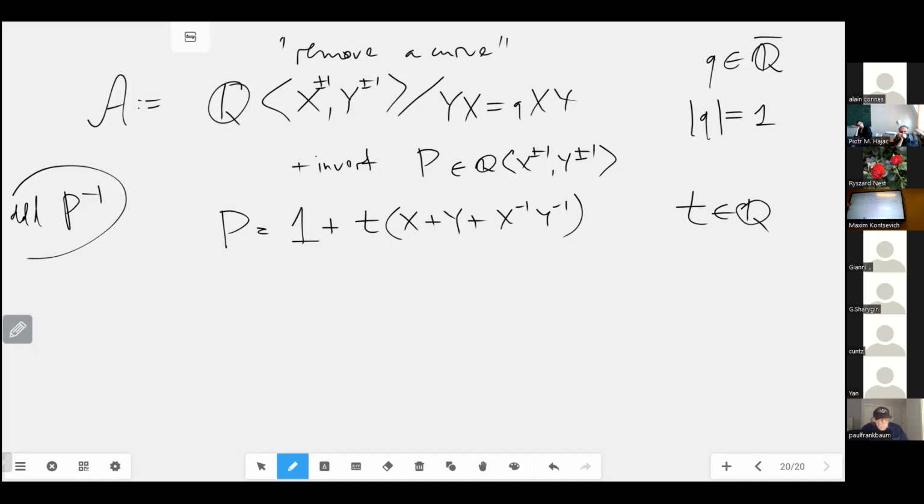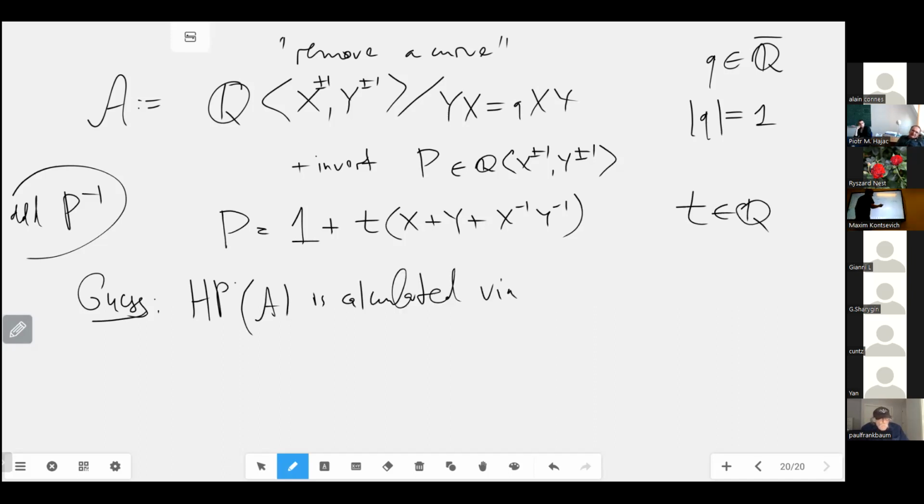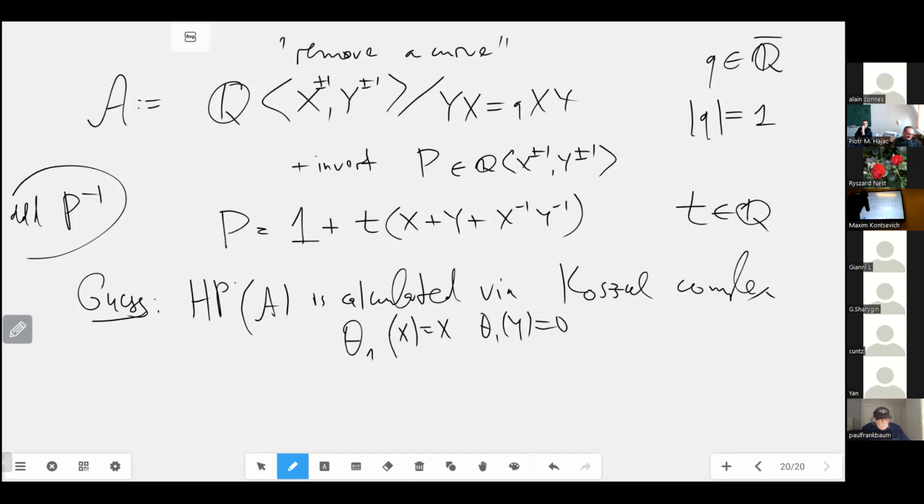And my guess is that the periodic cyclic homology of this algebra is calculated like in the commutative world, via this Koszul complex using commuting derivations. Because we have two derivations: sigma_1 of x is equal to x, sigma_1 of y is equal to 0, and we get another derivation, sigma_2 of x is equal to 0, sigma_2 of y is equal to y. You get two kinds of infinitesimal rotations, but if you remove something, it will still be a derivation.